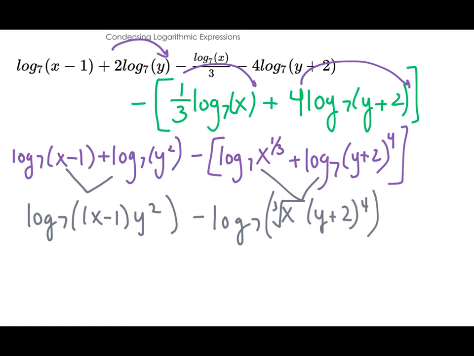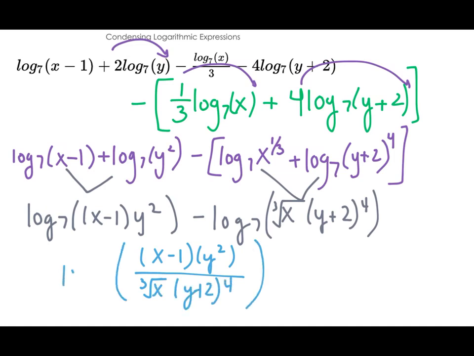Okay, I've done product rule, done power rule. Last but not least, I need to do quotient rule, right? I now have two terms being subtracted. You only want to use quotient rule when you simply have two terms being subtracted, because then I can take the first term and make that my numerator. So x minus 1 times y squared. I take my second term, I make its argument the denominator, cube root of x times y plus 2 to the fourth. And then all of that is in a single log.